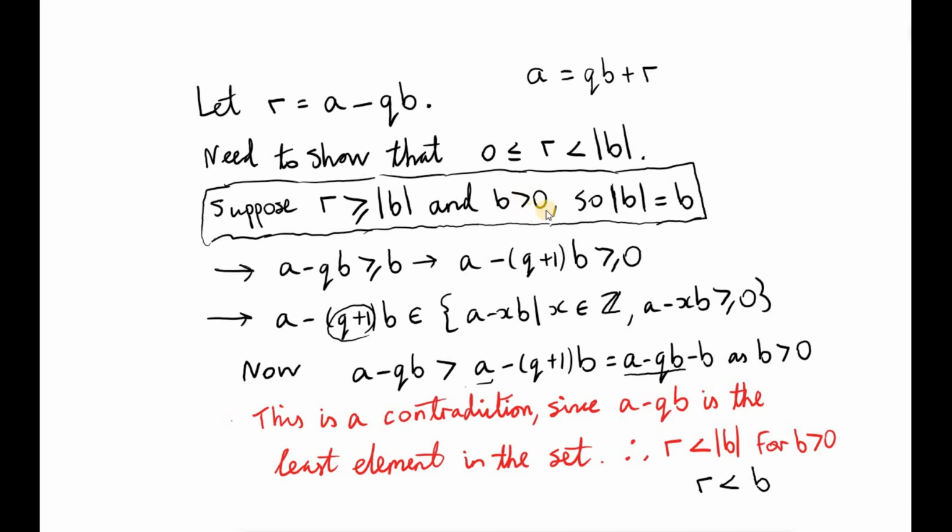So let's take the case where b is strictly positive. b is not 0. So if b is greater than 0, its magnitude is just equal to itself. So we want to show that r is less than b. Well, we're going to suppose that r is greater than or equal to b and get a contradiction.